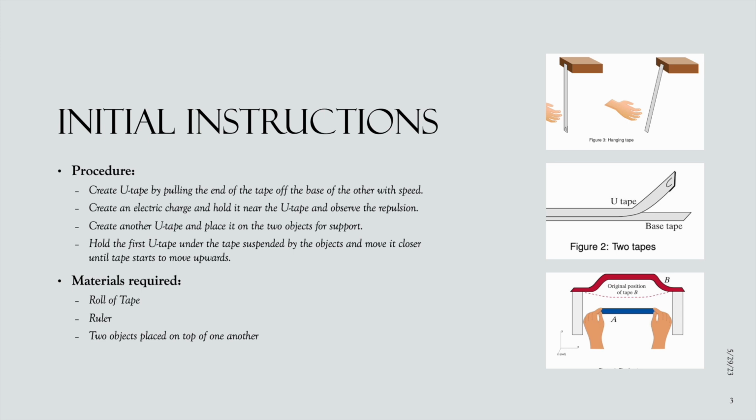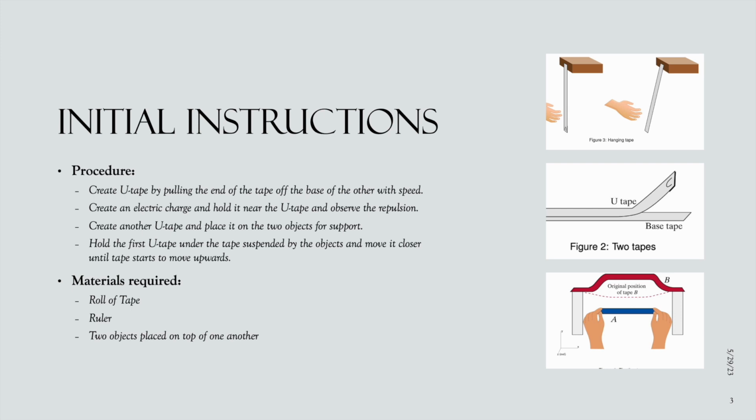For the procedure, we have 4 steps. First, create U-tape by pulling the end of the tape off of the base and on the other with speed. Secondly, create an electrical charge and hold it near the U-tape and observe the repulsion. Third, create another U-tape and place it on the 2 objects for support.